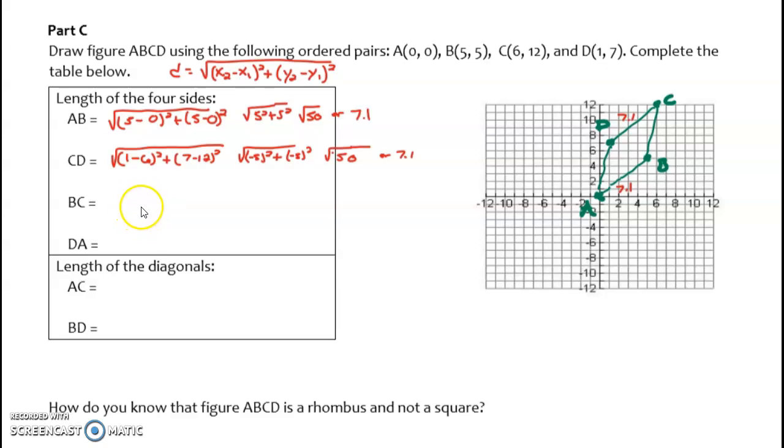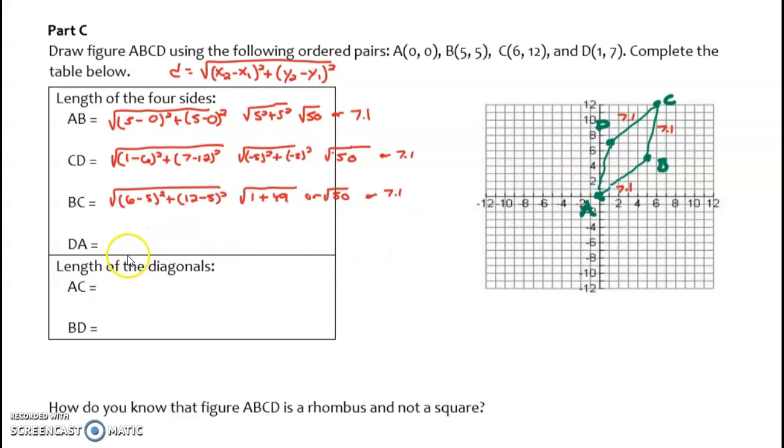Here we go, BC. Let's do the right side. So BC. So let's do 6 minus 5 squared plus 12 minus 5. And as you start doing it, you start seeing, of course, the same numbers over and over. But let's just see what happens on this one. 6 minus 5 is 1. 1 squared is 1. This one will be a little different. 12 minus 5 is going to be 7. 7 squared is going to be 49. Uh-oh, look at this. We still get square root of 50, or 7.1.